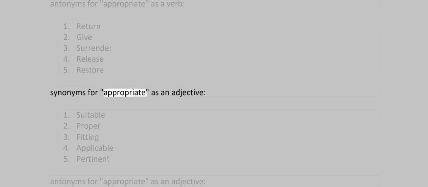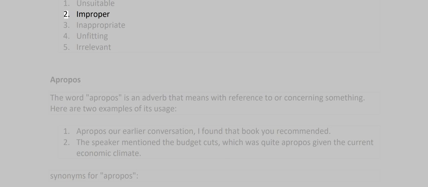Synonyms for appropriate as an adjective. 1. Suitable. 2. Proper. 3. Fitting. 4. Applicable. 5. Pertinent. Antonyms for appropriate as an adjective. 1. Unsuitable. 2. Improper. 3. Inappropriate. 4. Unfitting. 5. Irrelevant.